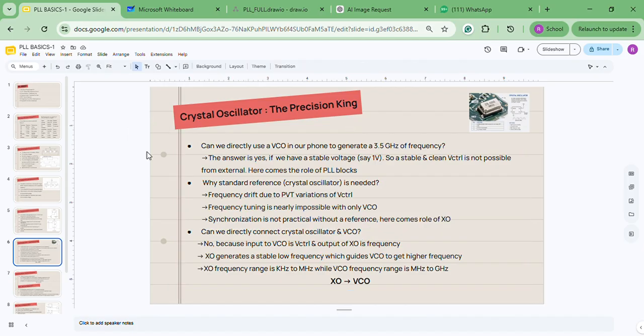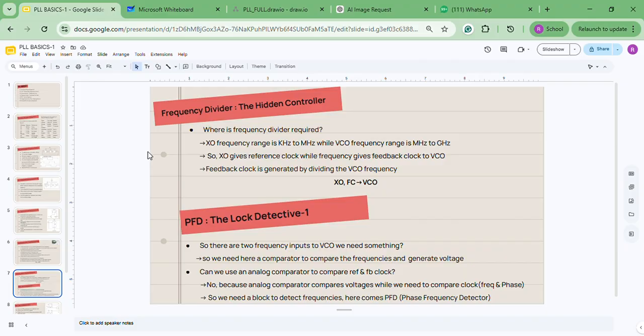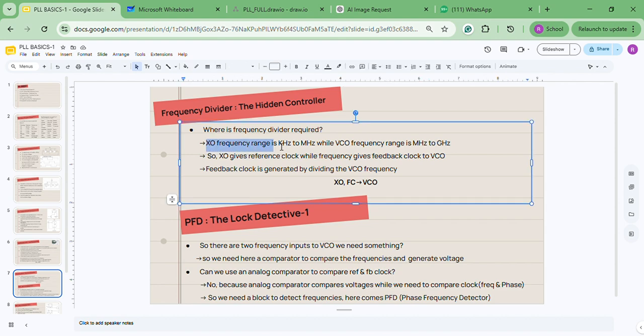Okay, so next slide. What is required? Since the crystal oscillator gives a frequency in the kilohertz to megahertz range, and the VCO gives megahertz to gigahertz, we need to convert this megahertz to gigahertz back to kilohertz. That is down conversion, so that it can be fed back to our crystal oscillator.